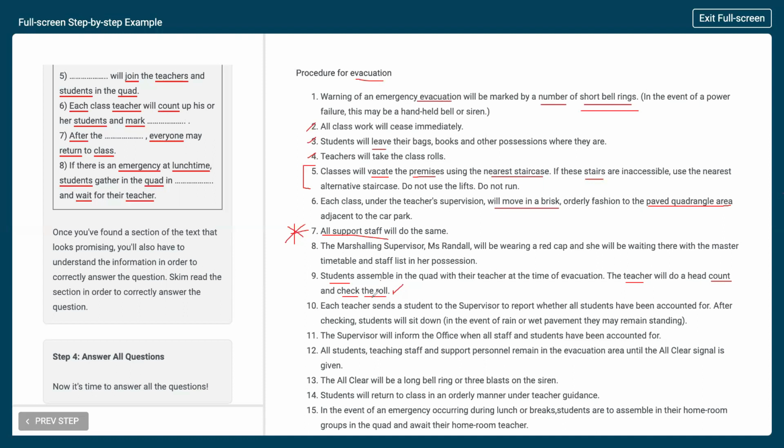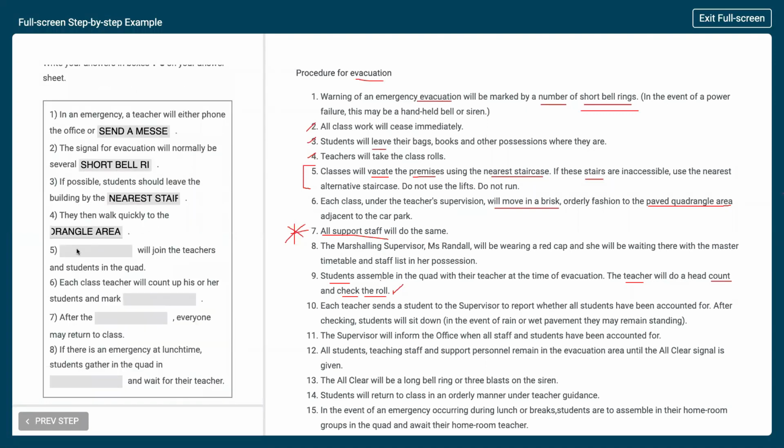So I would say for number 6, the roll. Number 5 definitely comes before number 6. And so I would say all support staff will join the teachers in the quad for number 5. And then for number 6, the teacher will mark the roll. So I'm going to go down here again and just fill out our answers so we don't forget. Now for number 5, we said all support staff, perfect. And then for number 6, we had the roll, exactly as it is written there.